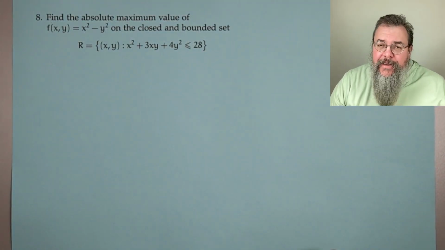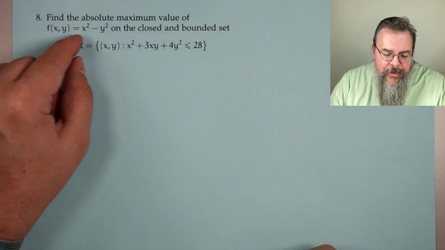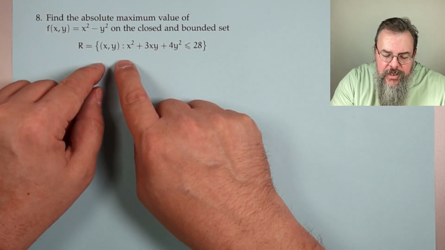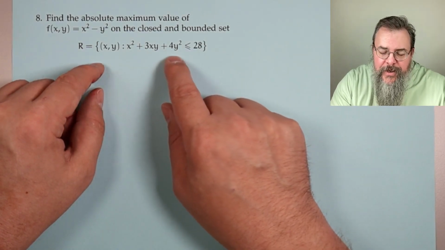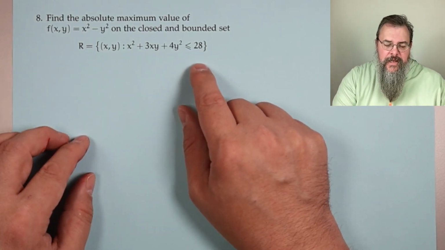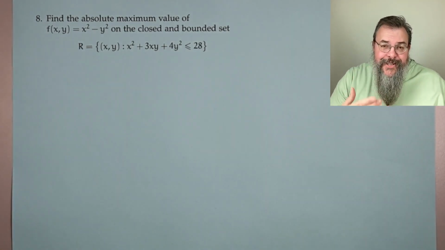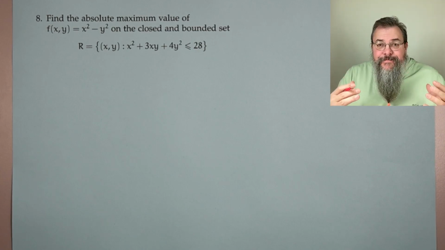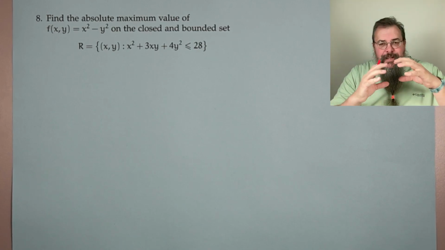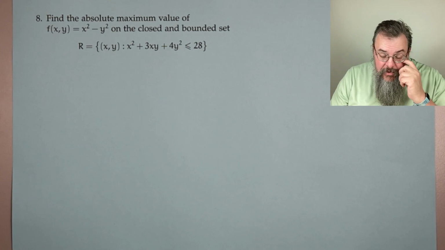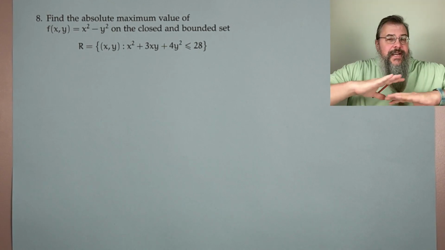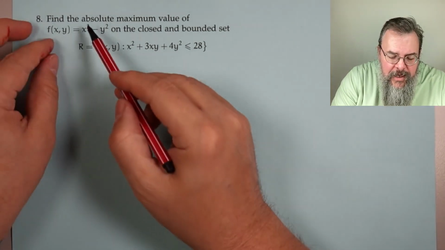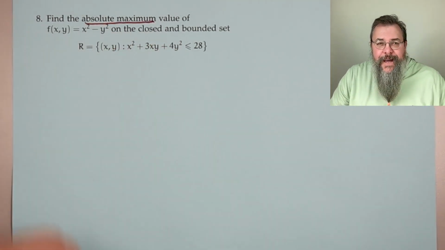Find the absolute maximum value of f of x, y equals x squared minus y squared on the closed and bounded set, our region, x squared plus 3xy plus 4y squared is less than or equal to 28. Now, it's not entirely clear what this set is, but essentially it's an ellipse that's been tilted slightly. It's not going to be the easiest thing to draw, but let's just assume it's true. Now, we see it's an absolute max problem because it says absolute max.